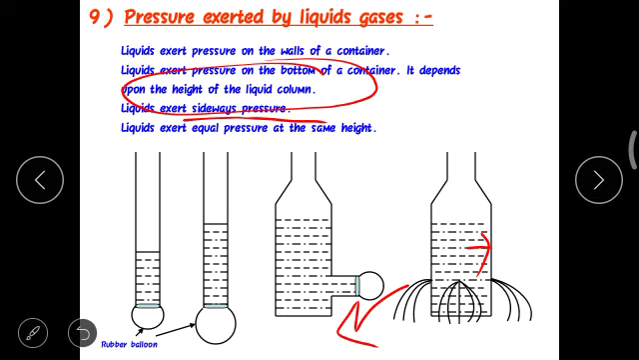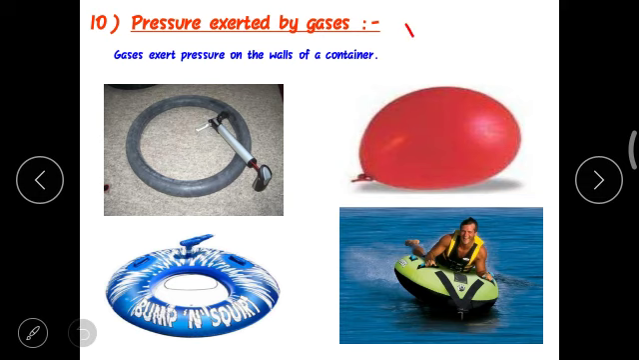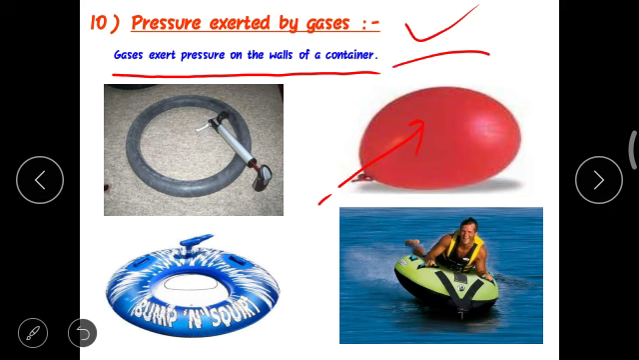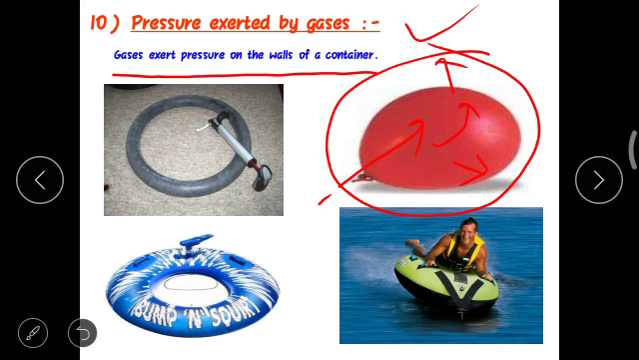So the pressure exerted by the liquid is like this. The next one, pressure exerted by gases. Gases also apply pressure on the walls of the container, because when you are blowing air inside the balloon, it will start increasing its size. The air molecules apply pressure on the walls of the balloon, due to which it starts increasing its size. So the pressure exerted by gases is like this.